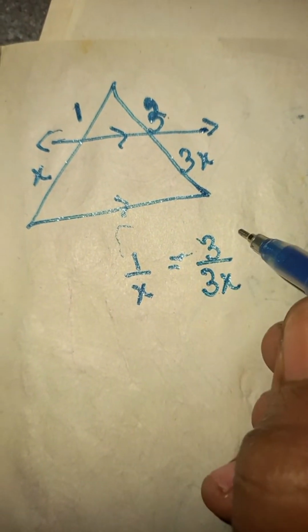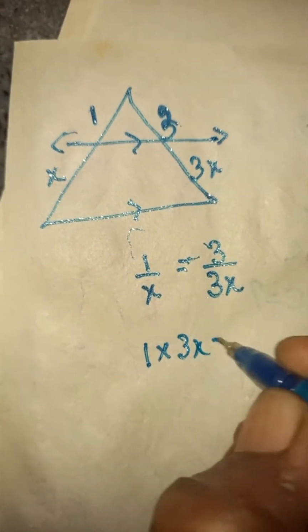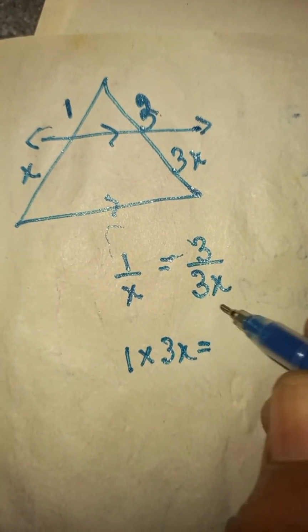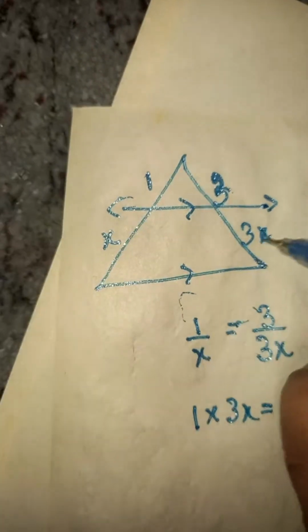This x goes there, it becomes 3x, and this also becomes 3x. So 3x equals x times 3x. So instead of x you can take it as 3.